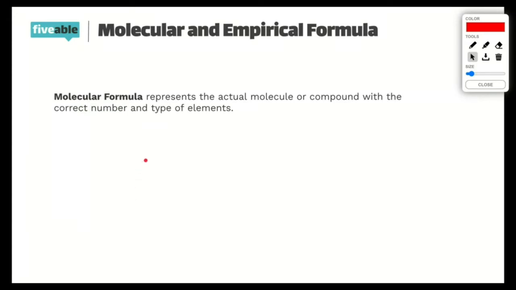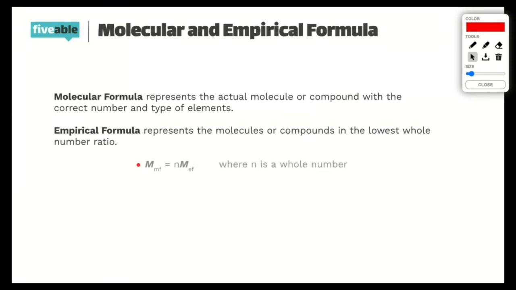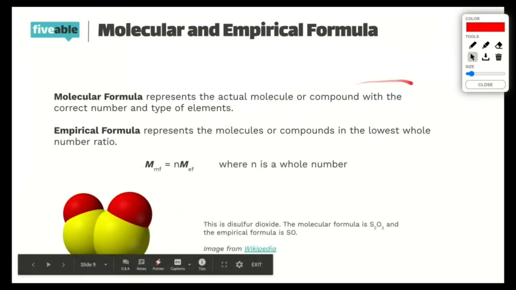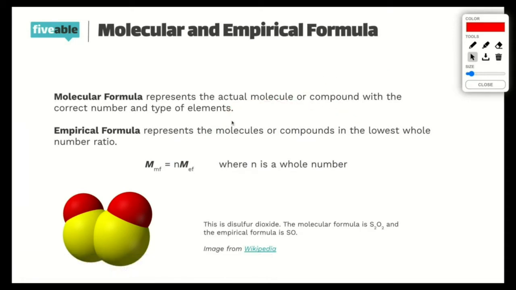Molecular formula represents the actual molecule or compound with the correct number and type of elements, whereas the empirical formula represents molecules or compounds in the lowest whole number ratio. So ionic compounds are always in the lowest whole number ratio. They are always represented with the smallest ratio between the ions. For molecules, that's not always the case.